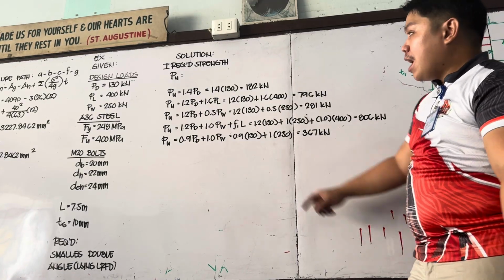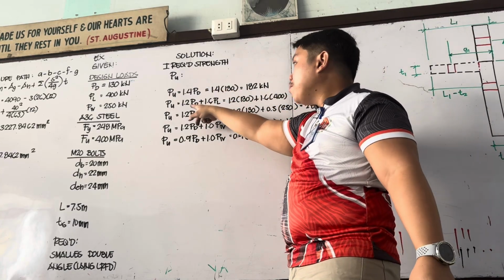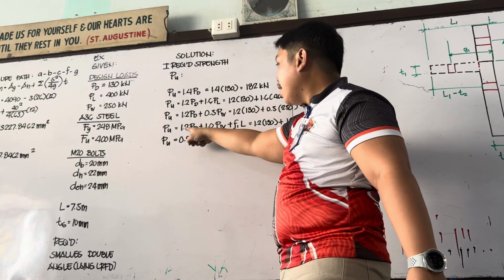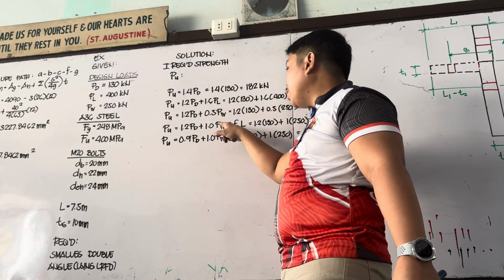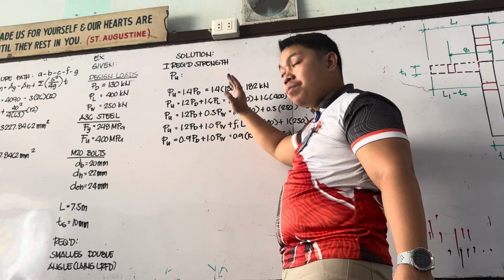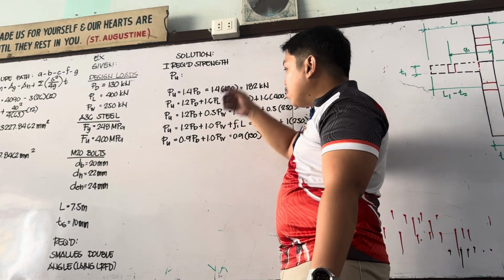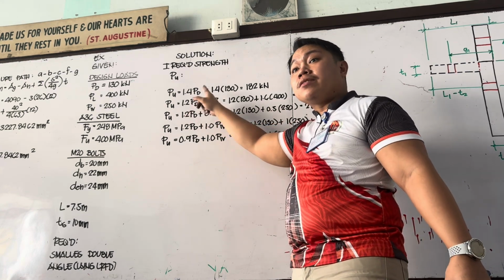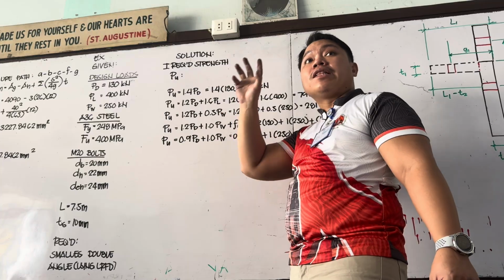ito ma-apply dire? Ang 1.4 P dead, 1.2 P dead, and 1.6 P live. We can also apply ang 1.2 P dead plus wind load plus 1 live. Okay, and the rest is wala na si live load. So, kung dead load at live load lang, usually ang mag-govern is ang 1.2 dead plus 1.6 live. Basta as long dead kag live lang.